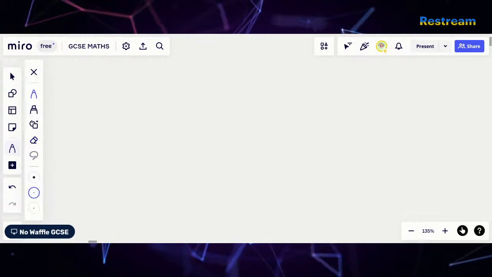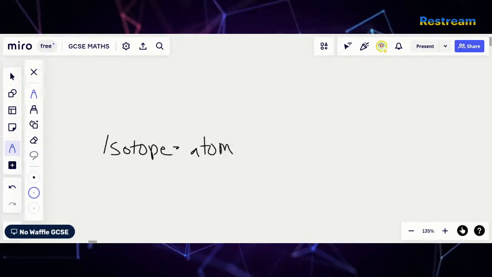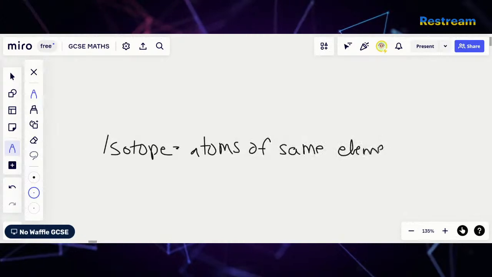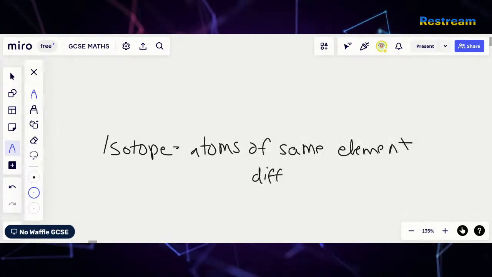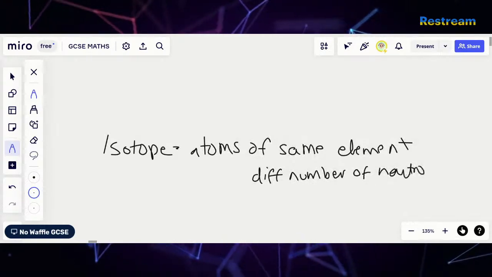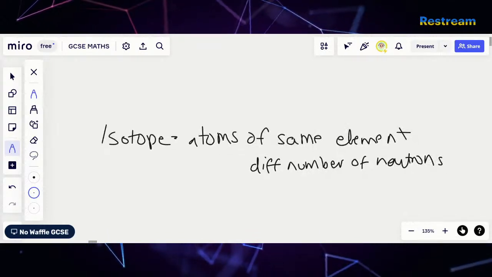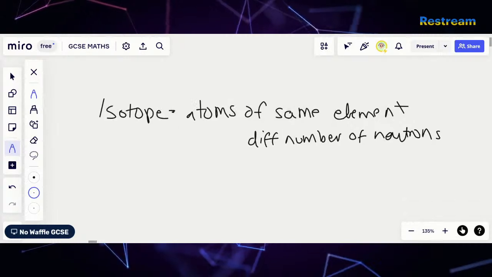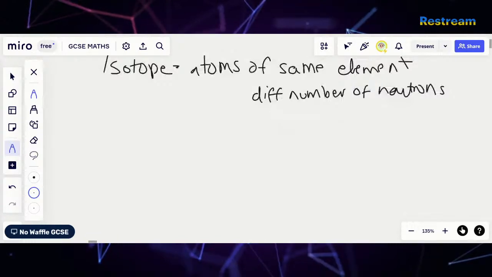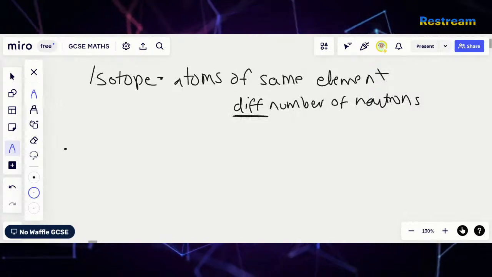So, an isotope, as you should know in chemistry, is atoms of the same element, just with a different number of neutrons and therefore a different mass number. Now, isotopes can sometimes be unstable. Sometimes isotopes can have unstable nuclei. Because of the different number of neutrons, it can sometimes change.